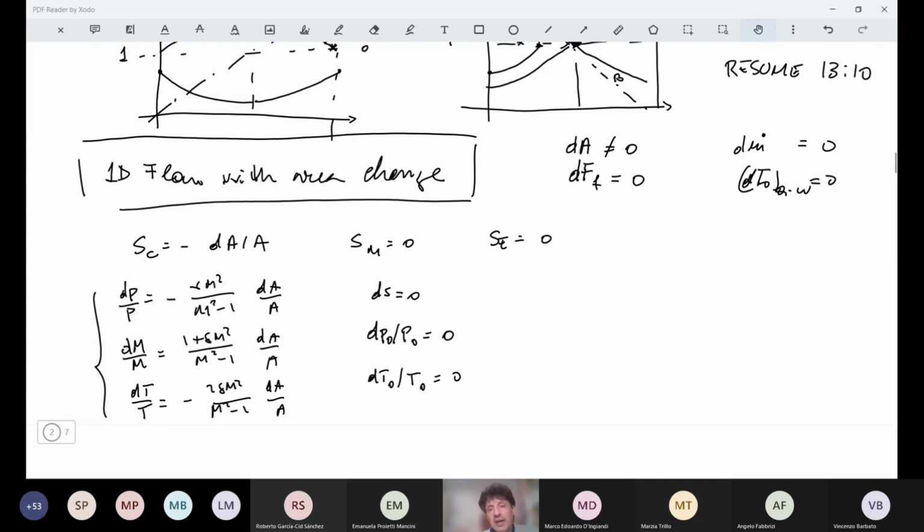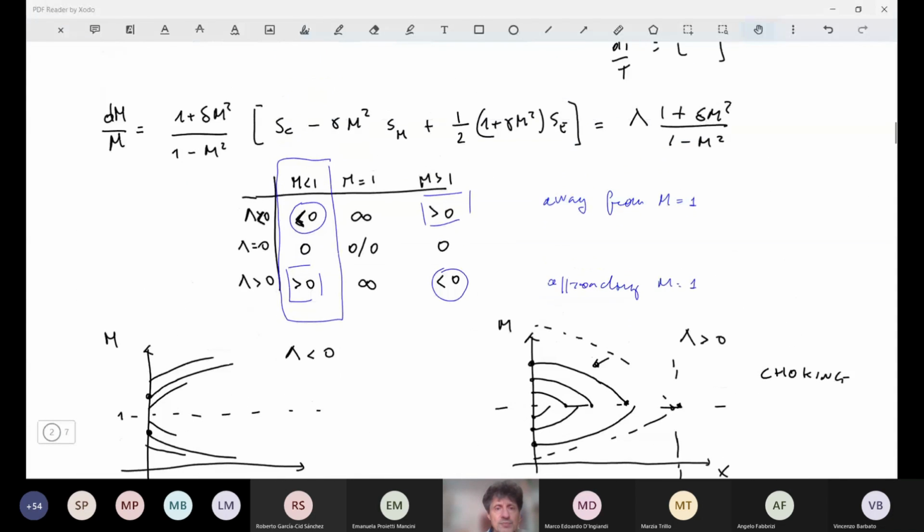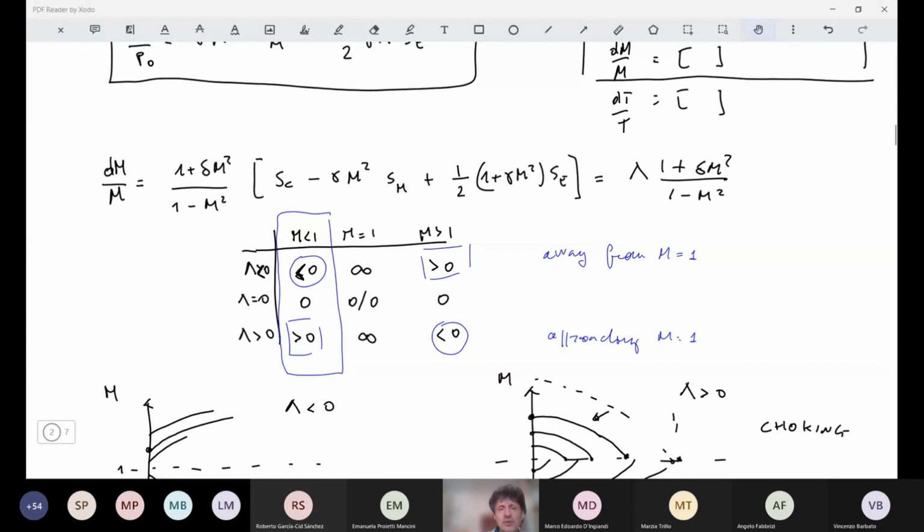Finally, we have also underlined that an important role is played by our lambda. And we recall that lambda is related to SC minus gamma M squared SM plus 1 plus gamma M squared SE. And so in this case, it's minus dA over A. Just something came to my mind, something that I didn't say about our lambda. I go back for a minute. So if you see here, this is the expression of lambda.